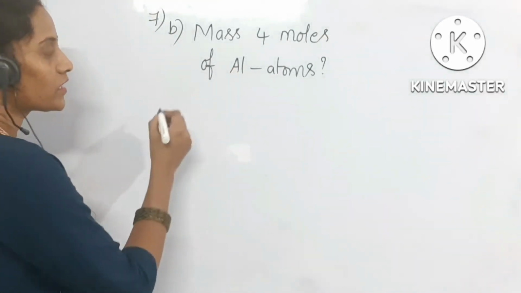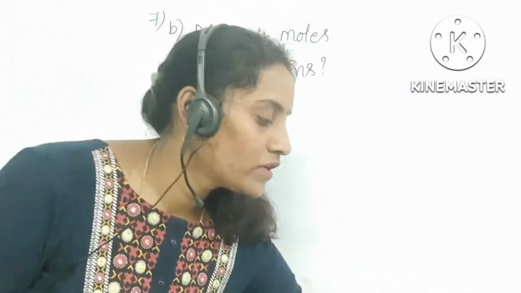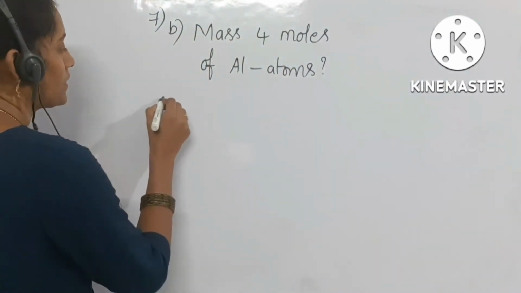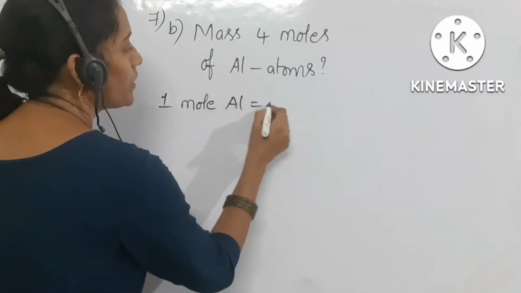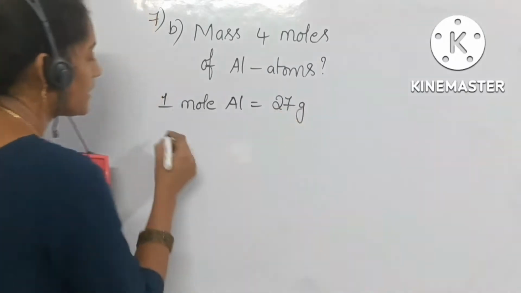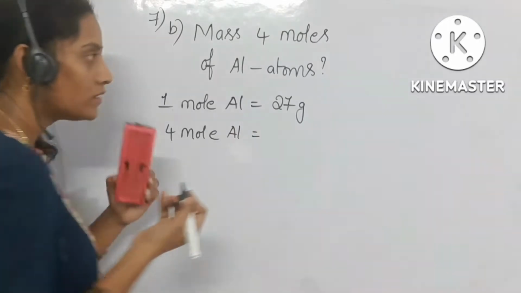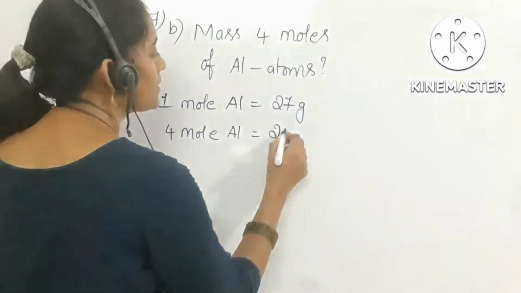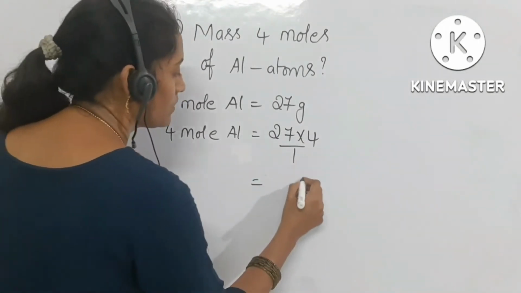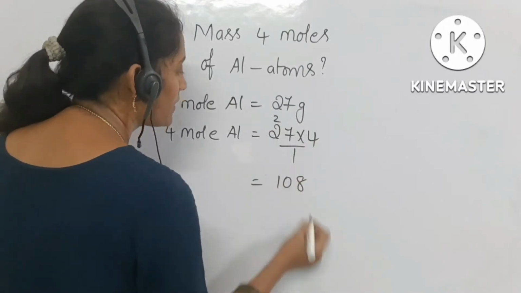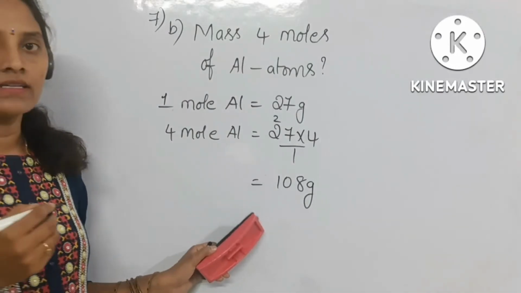We already know aluminum's atomic mass is 27. So 1 mole of aluminum is equal to 27 grams. Then 4 moles of aluminum equal to how many grams you have to calculate: 27 into 4 upon 1. So you can write 108 grams. 4 moles of aluminum equal to 108 grams.